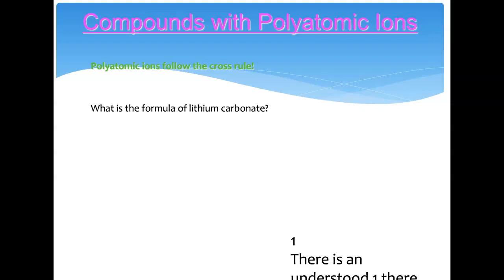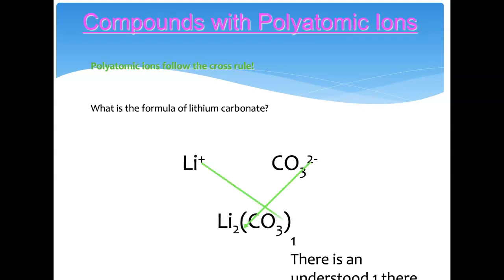All right, and so the polyatomic ions also follow the cross rule. So if we have lithium carbonate, lithium is a 1+, carbonate, CO3 2-. And so we use the cross rule, and so there's our formula.